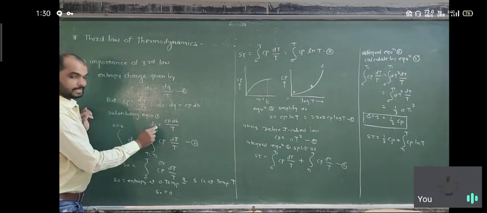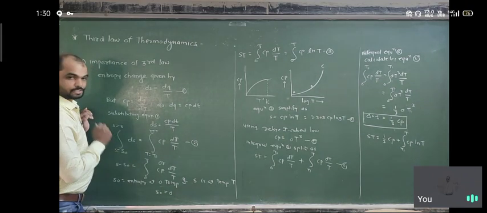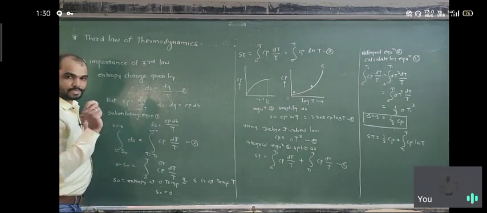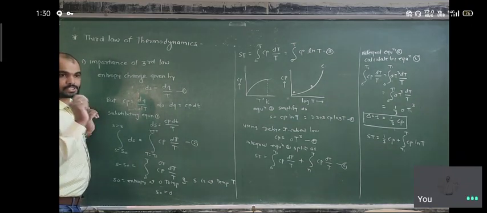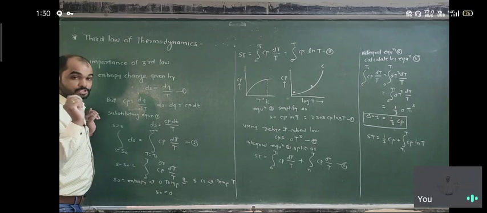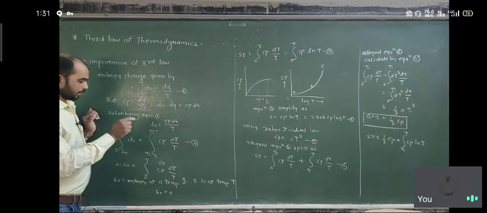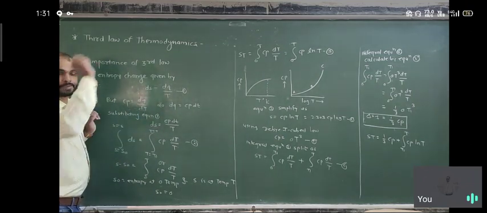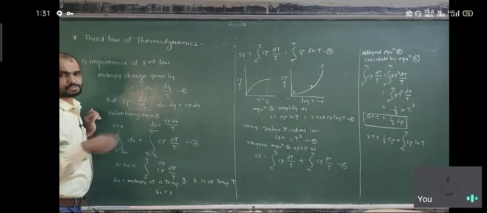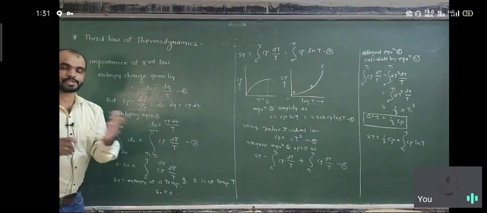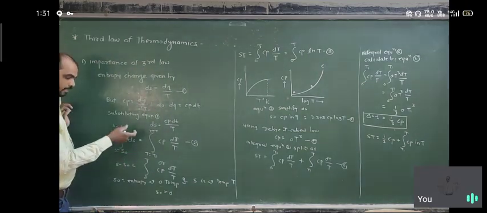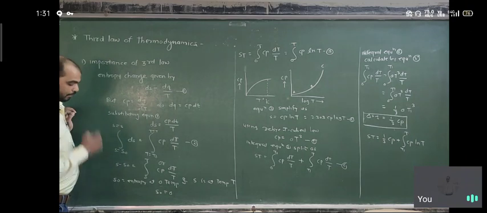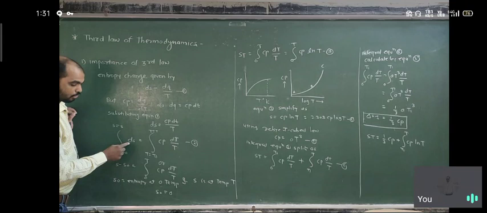So we integrate this equation using limits. For entropy, we consider S0 to S. S0 means the entropy at absolute zero temperature, and S is the entropy at temperature T, any temperature which is more than zero. So we integrate this equation by the proper limits, S0 to S, dS is equal to.